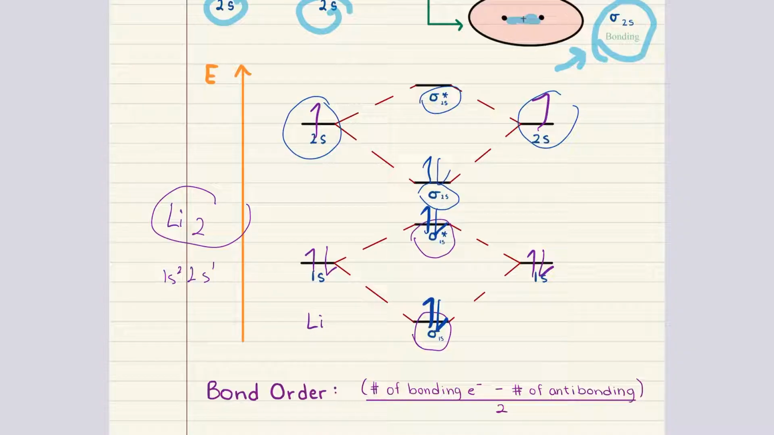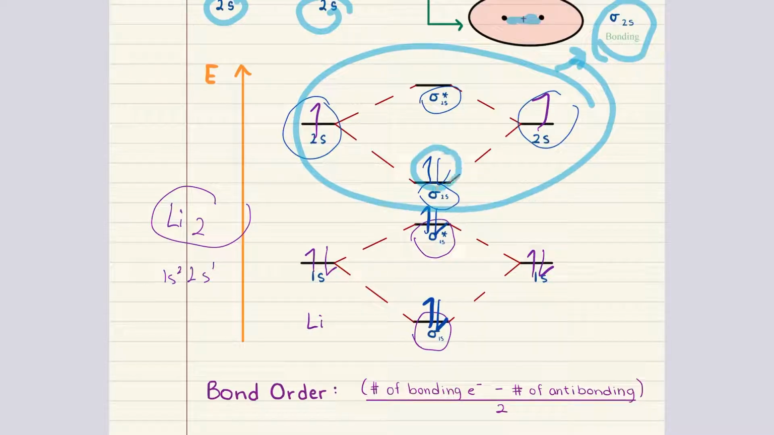Now we can calculate the bond order, which is going to tell us whether this molecule is stable. For dilithium, we consider only the valence electrons, so only the 2s electrons. Looking over here, we have 2 bonding electrons and 0 anti-bonding electrons. So 2 minus 0 divided by 2 is equal to 1. Since the bond order is equal to 1, that means dilithium forms a stable single bond.